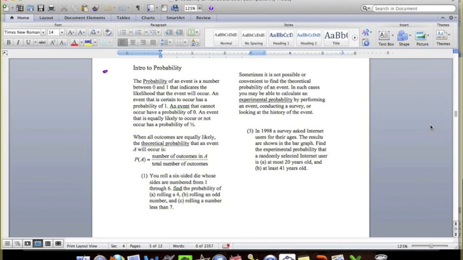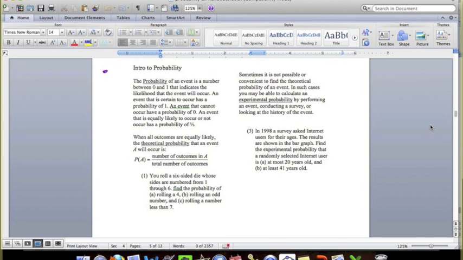A probability of 1 means it has to happen. Okay? And then between that, we end up with all of our middle probabilities. If we get a probability of a half, that is equally likely and unlikely to happen. Okay? You can use decimals or you can use fractions.